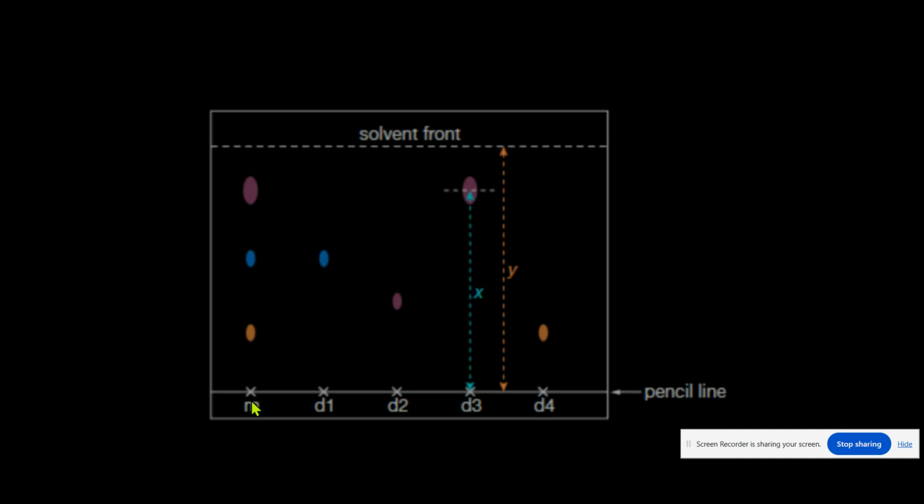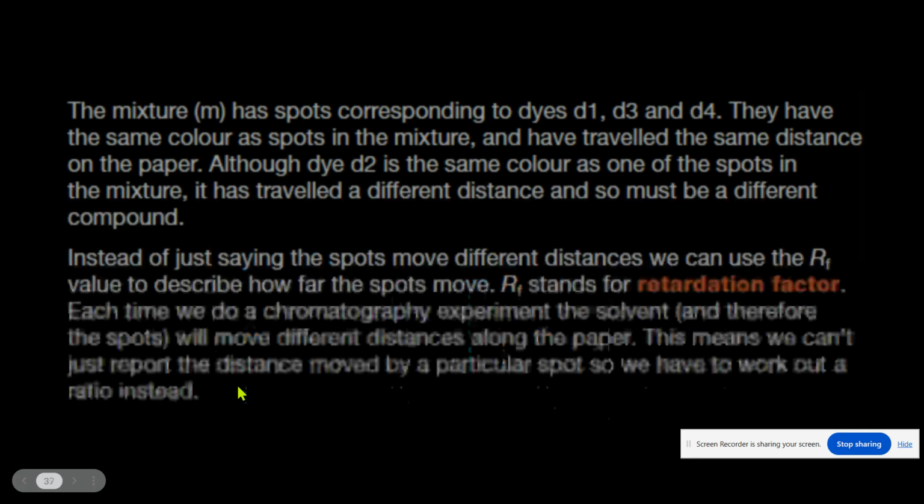In the end, you see a purple dot, blue dot, and orange dot, and you can tell that this commercial dye contains D3 dye, D1 dye, and D4 dye because you see these three ink blots. Can you say D2 exists in this ink blot? No, because it doesn't exist. They have the same color as spots in the mixture and have traveled the same distance on the paper. Although dye D2 is the same color as one of the spots in the mixture, it has traveled a different distance and so must be a different compound.